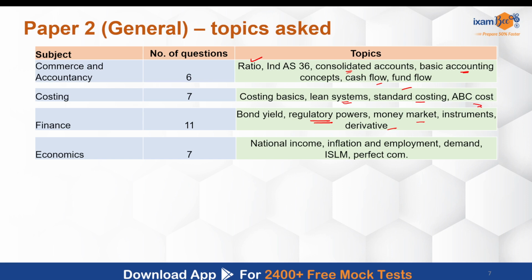In economics, 7 questions came. Again, basic, mostly, and direct, national income related, inflation, employment related, demand related, ISLM, and perfect competition related.